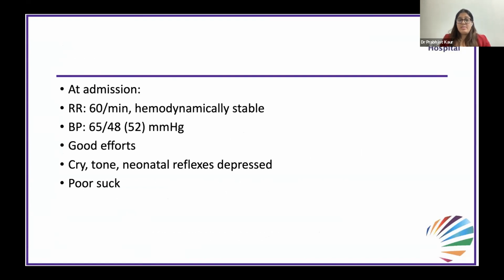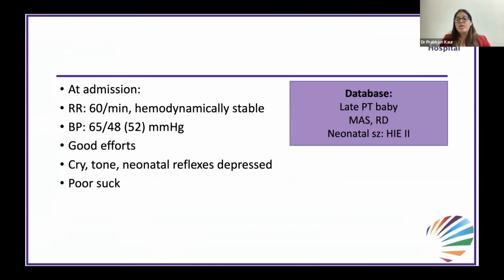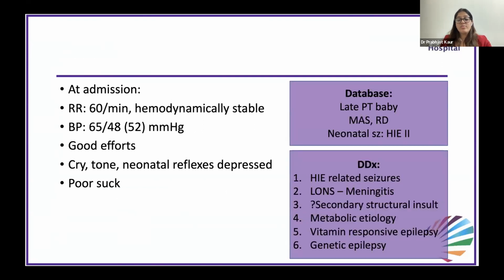At the time of admission, the baby had a rate of 60 per minute, was hemodynamically stable, blood pressures were okay, good efforts, but the cry, tone, and neonatal reflexes were depressed, and the sucking was poor. So we have a late preterm baby with meconium aspiration, respiratory distress, neonatal seizures, initially consistent with HIE stage 2, and now has had recurrent seizures on day 15 of life.